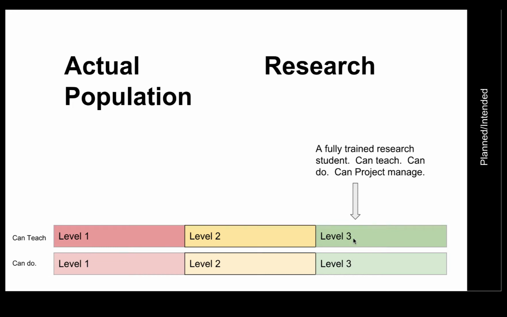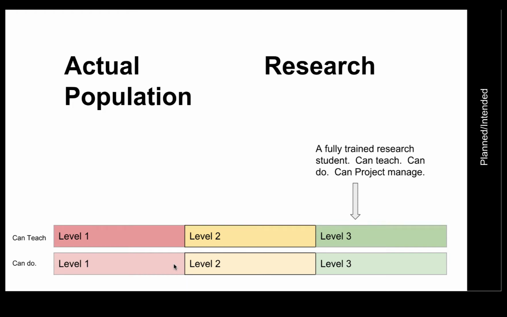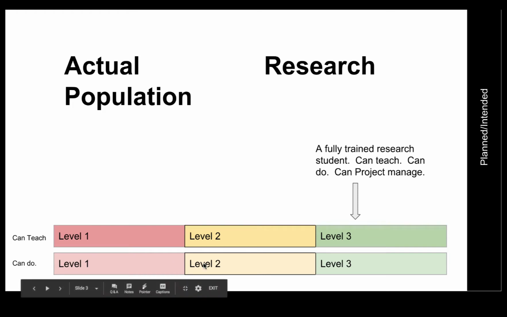So this level 3 can teach a level 2 how to run a project. This level 3 can run a project but can't teach this level 2 how to do that. The same with the level 2 and level 1. This level 2 can teach this level 1 how to run basic experiments. This level 2 can run basic experiments but can't teach it.